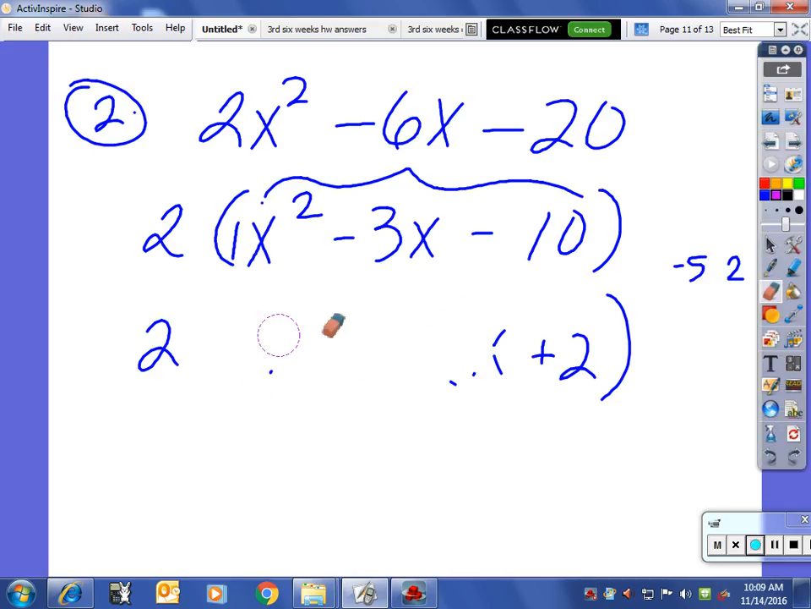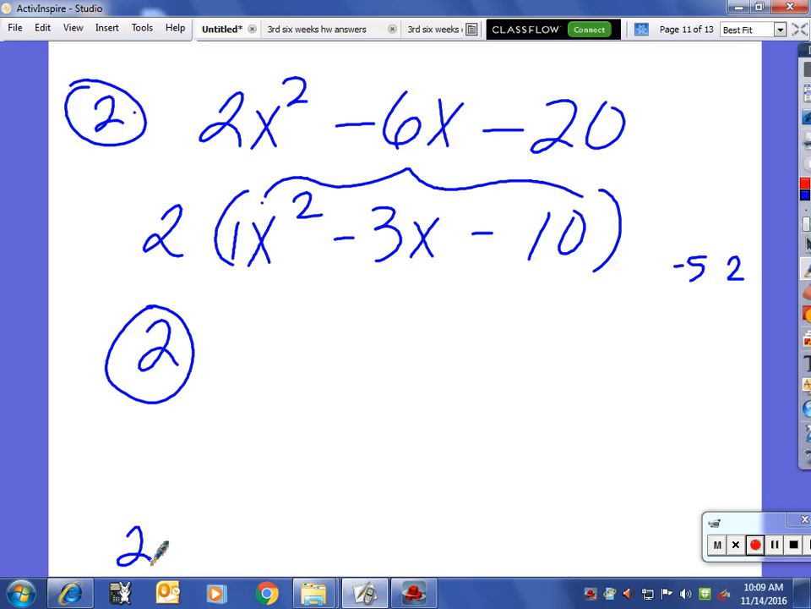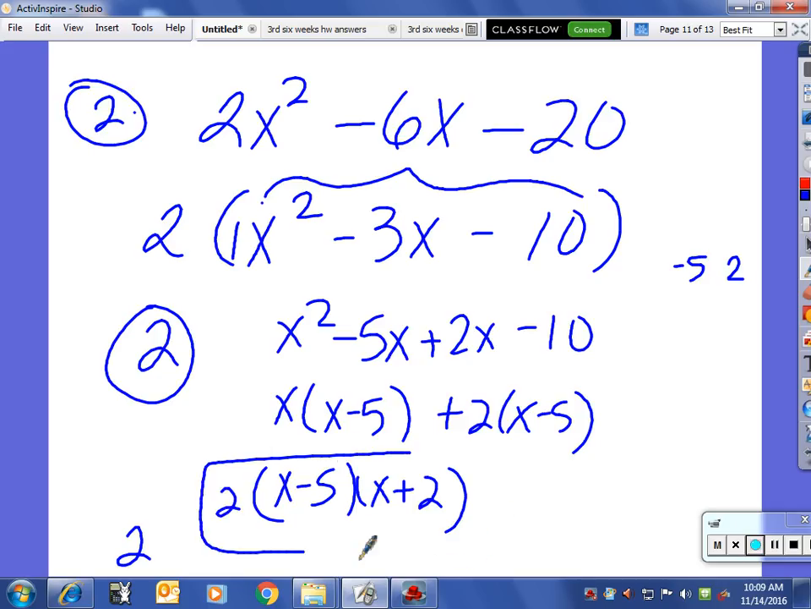And if you wanted to, you could certainly continue to go through that long process, but please don't forget about your 2. My 2 has to be part of my final answer. I could break this apart into minus 5x plus 2x minus 10. Then I could take out an x and I'm left with x minus 5. I could take out a 2 and I'm left with x minus 5. Then I take out an x minus 5 and I'm left with x plus 2. And don't forget the 2. Now, I just went straight to that step because I knew 1 was my value of A, and I knew it had to be a minus 5 plus 2 combo.